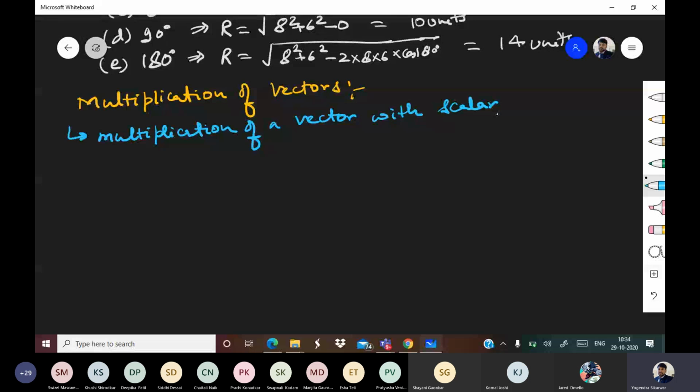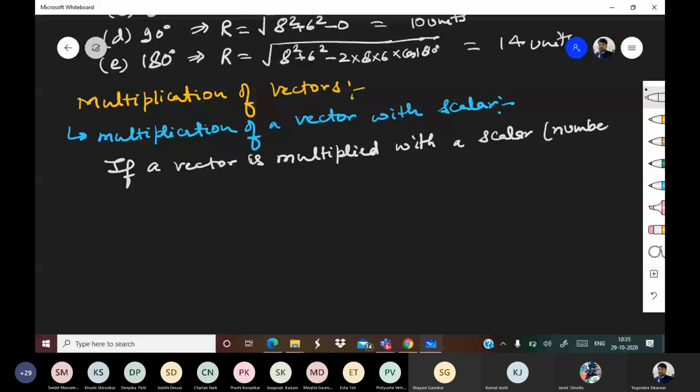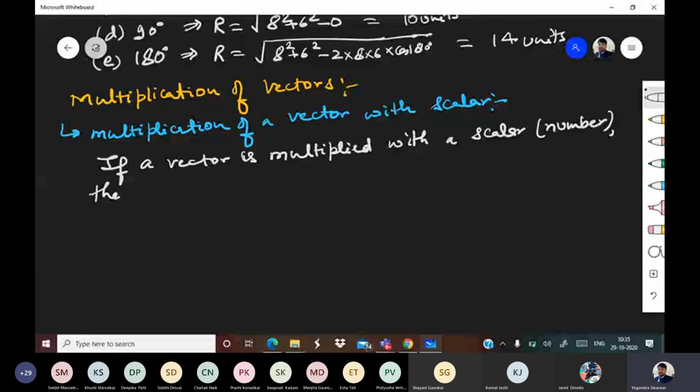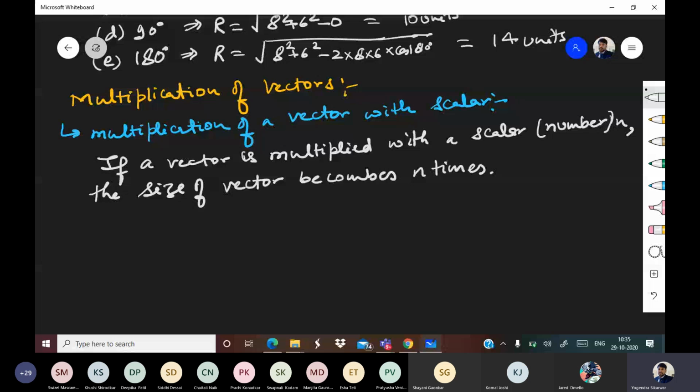If a vector is multiplied with a scalar, scalar means number, the size of the vector becomes n times, where n is the scalar number.